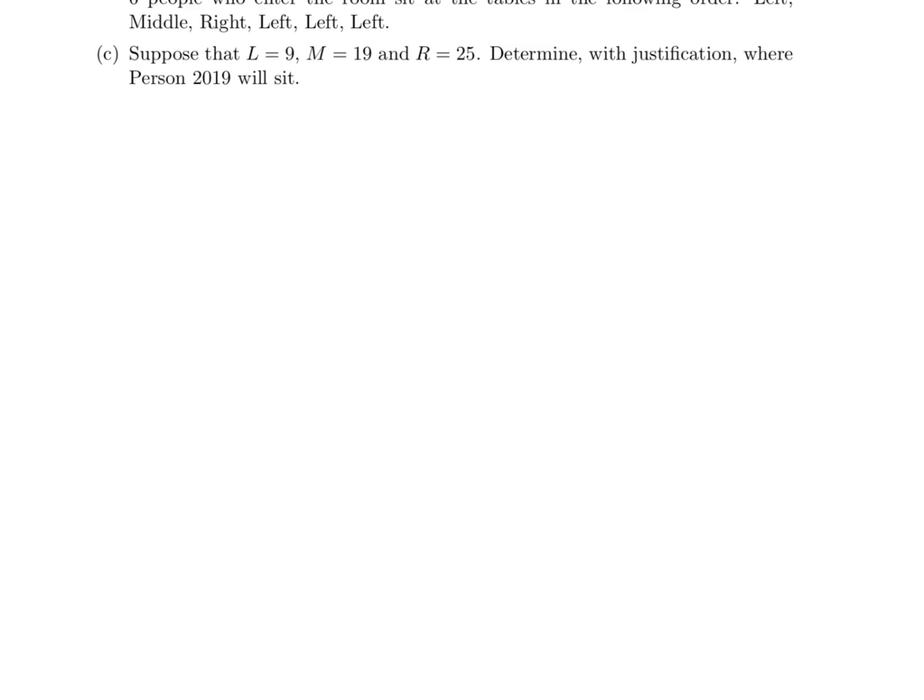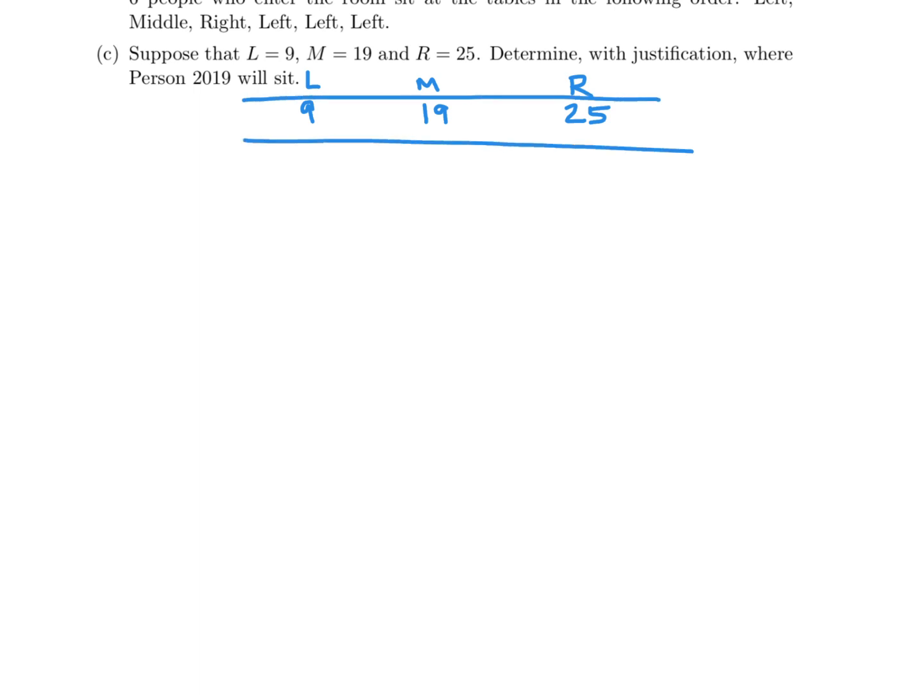Suppose that L is 9, M is 19, R is 25. Determine with justification where position or person 2019 will sit. So this question obviously will be an extrapolation, because there's no way you're going to sit here and do everything from person 1 all the way up to person 2019. So we're going to have to see some sort of a pattern, and then we're going to have to extrapolate it to see what happens as you get up to that highest number.